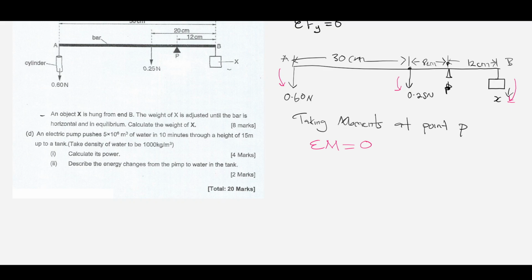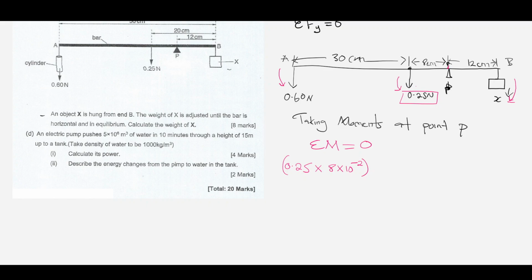Let's start with the moments to the left hand side. So we're going to have the moment for this force, which is 0.25 times 8, because that is the distance between the axis of rotation, or the pivot, and the force. The 8 centimeters has to be converted to meters, so it will be 8 times 10 power negative 2.